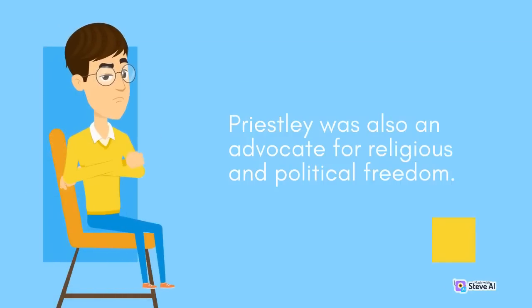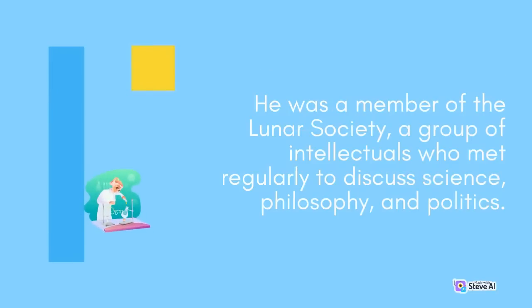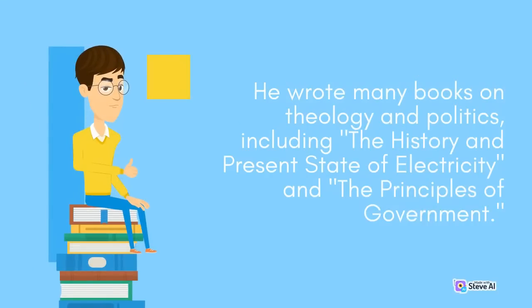Priestley was also an advocate for religious and political freedom. He was a member of the Lunar Society, a group of intellectuals who met regularly to discuss science, philosophy, and politics. He wrote many books on theology and politics, including The History and Present State of Electricity and the Principles of Government.